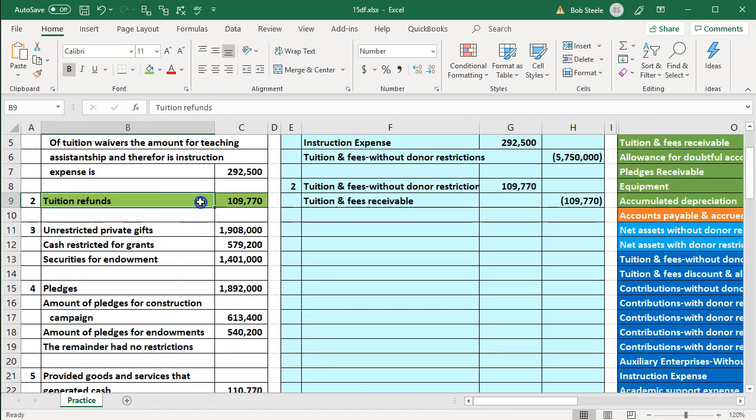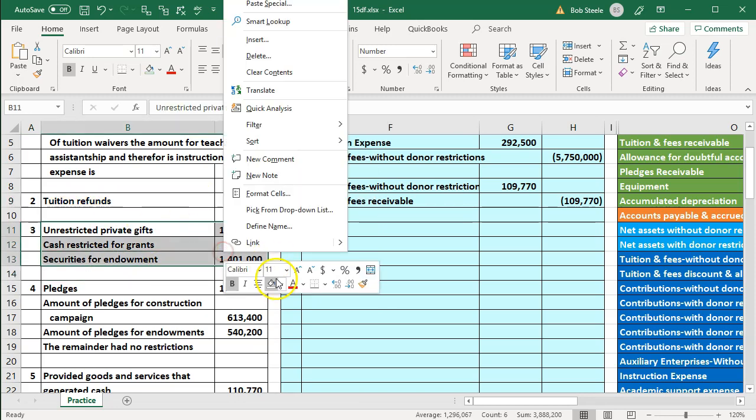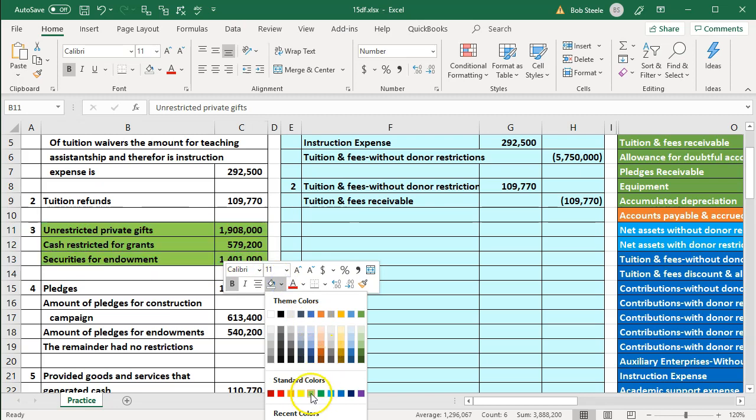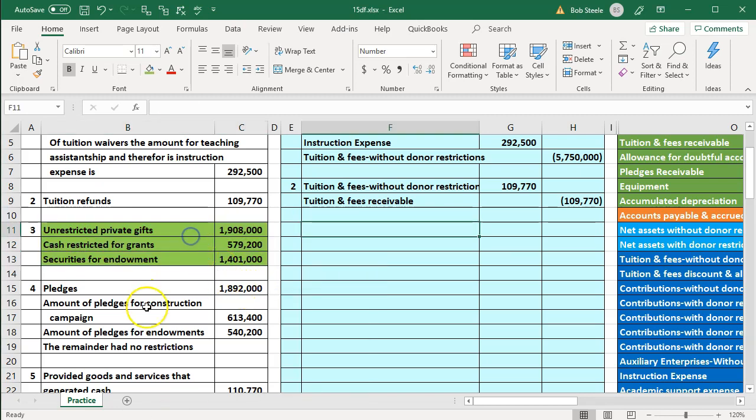We're going to ungreen number 2 because that has been completed, and we are going to green up number 3, the one we will be completing this time. Number 3 says that we have unrestricted private gifts, and then we have the cash restricted for grants, and then we're going to have securities for endowment. So we're going to record all these in a transaction for number 3. You could probably break them out or think them out as individual transactions as well.